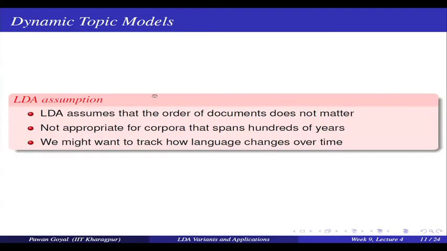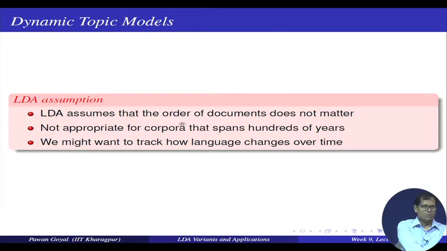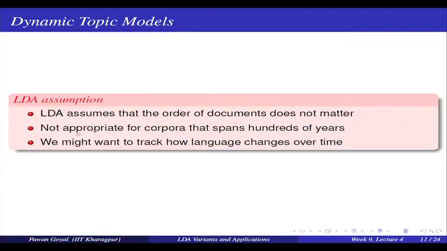Now, this you cannot model with the simple LDA model. So how do you actually specify this? That is where a dynamic topic model is used. So, what is the problem with LDA? It assumes that the order of documents does not matter, and this is not appropriate for corpora that span hundreds of years. We might want to track how the language within the topics changes over time, and for that we use dynamic topic models.